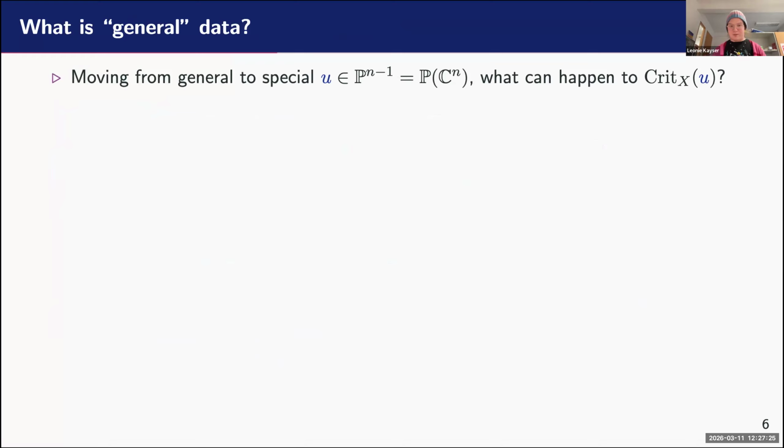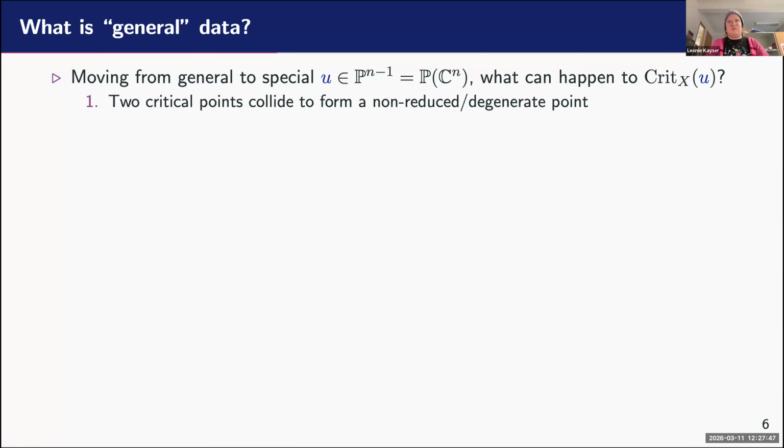And so this definition of ML degree required you to have a general data U, and then ask, okay, the ML degree is the number of critical points. But what is general data, you might ask? And what happens if you move from general data to special data that maybe violates this property of ML degree equals number of critical points?